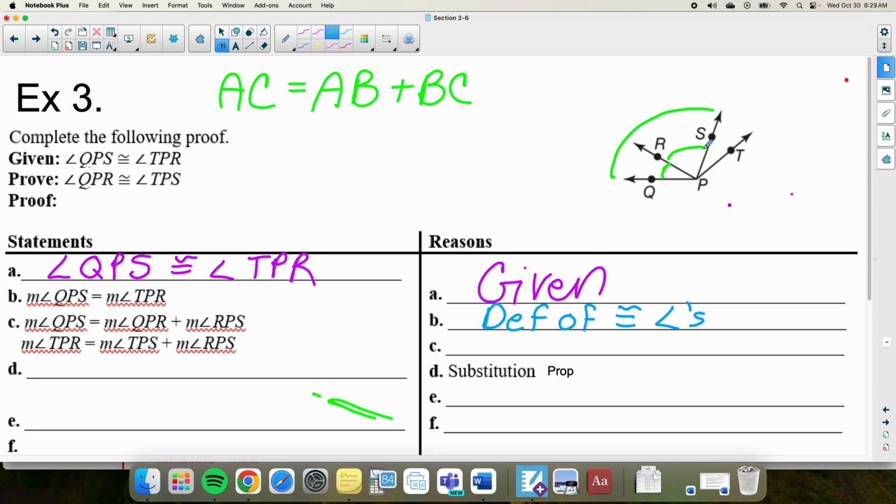Now, what do you guys think that is? When you take an angle and break it into parts. Angle addition postulate. Very good. And I just write angle addition and then post, if you want to do it that way. And that was the reason for the second part of C2. What they did in that one is they took this angle and broke it up into angle TPS plus angle RPS right here. So they split both of those bigger angles into parts.